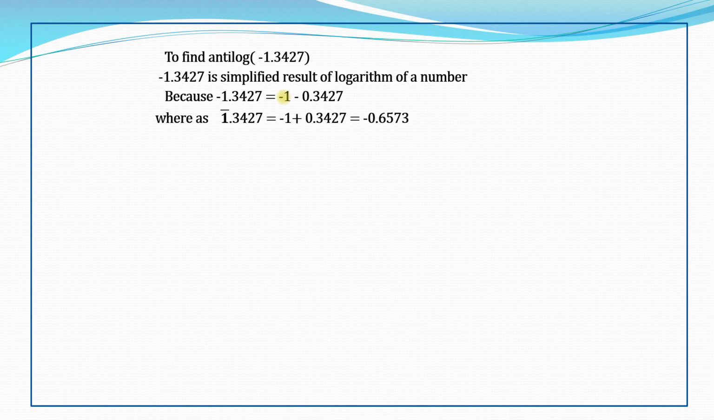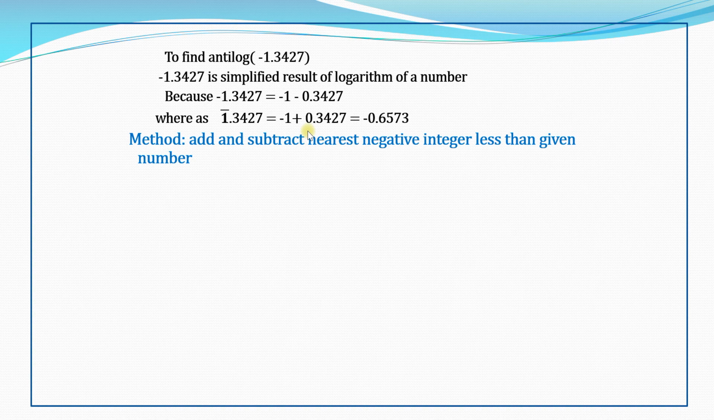If you use the calculator, you'll get the value as minus 0.6573. Now this minus 1.3427 is a simplified part of some logarithm of a number. So we have to find that logarithm of a number. Now for that, a very simple method: you have to add and subtract the nearest negative integer less than the given number. Now you can see minus 1.3427, the nearest negative integer less than that is minus 2. So you're going to add minus 2 and subtract minus 2, that is minus of minus 2, it will become plus 2. So this 2 minus 1.3427, using the calculator, you get 0.6573.